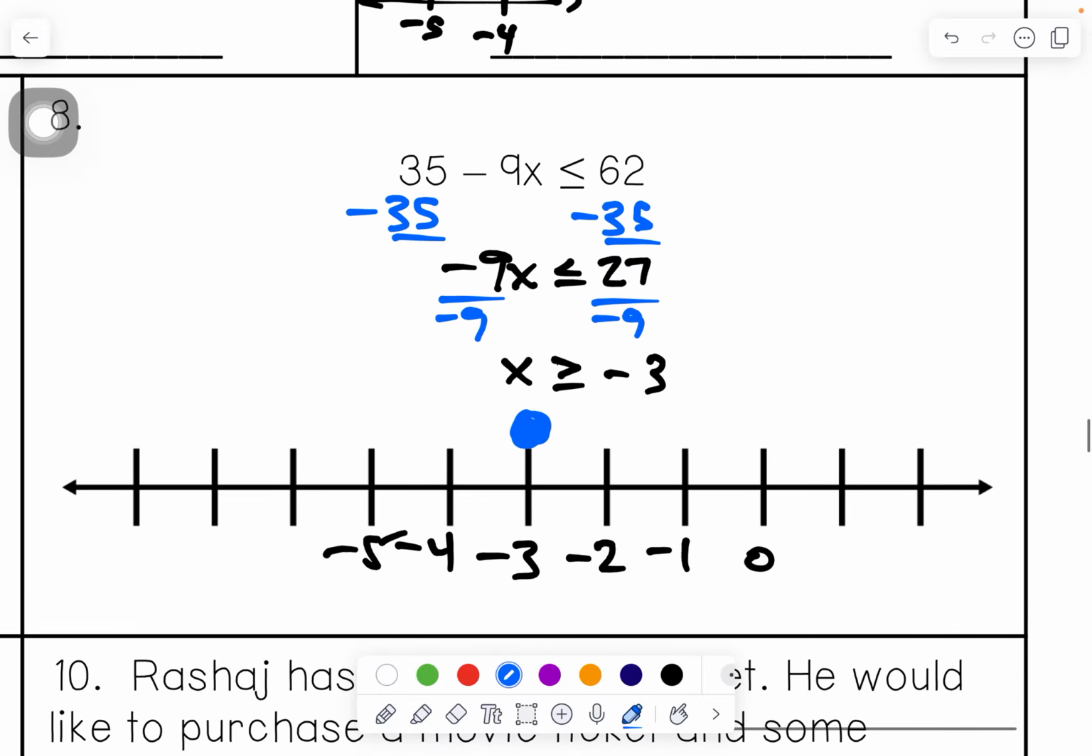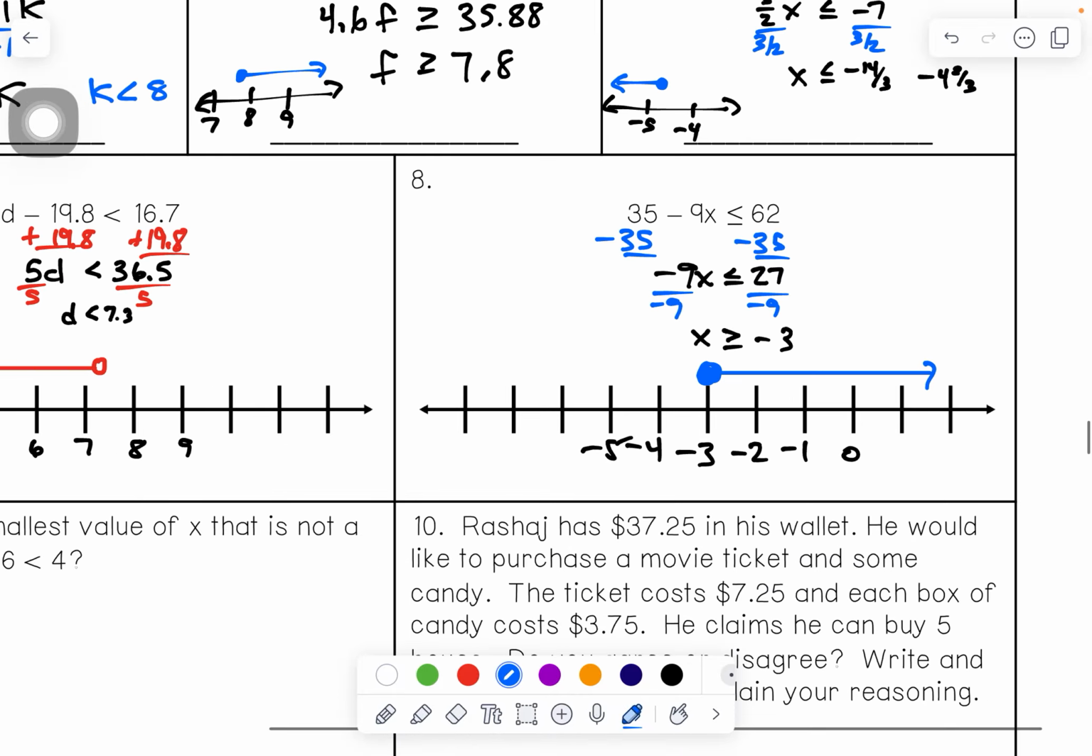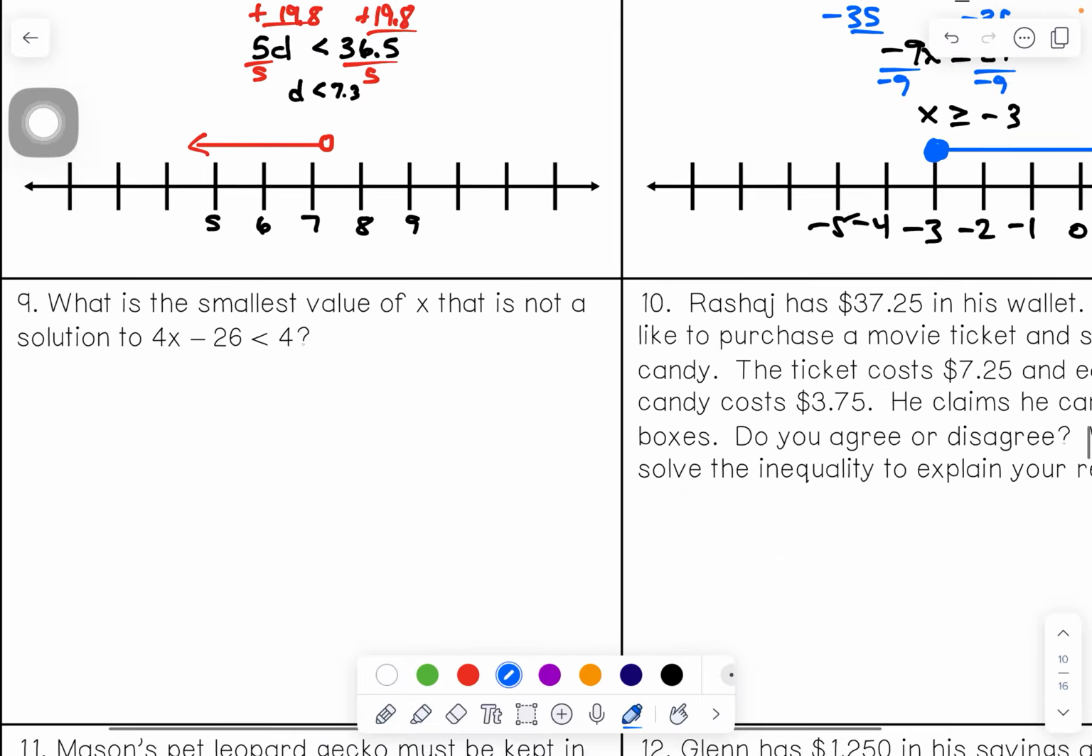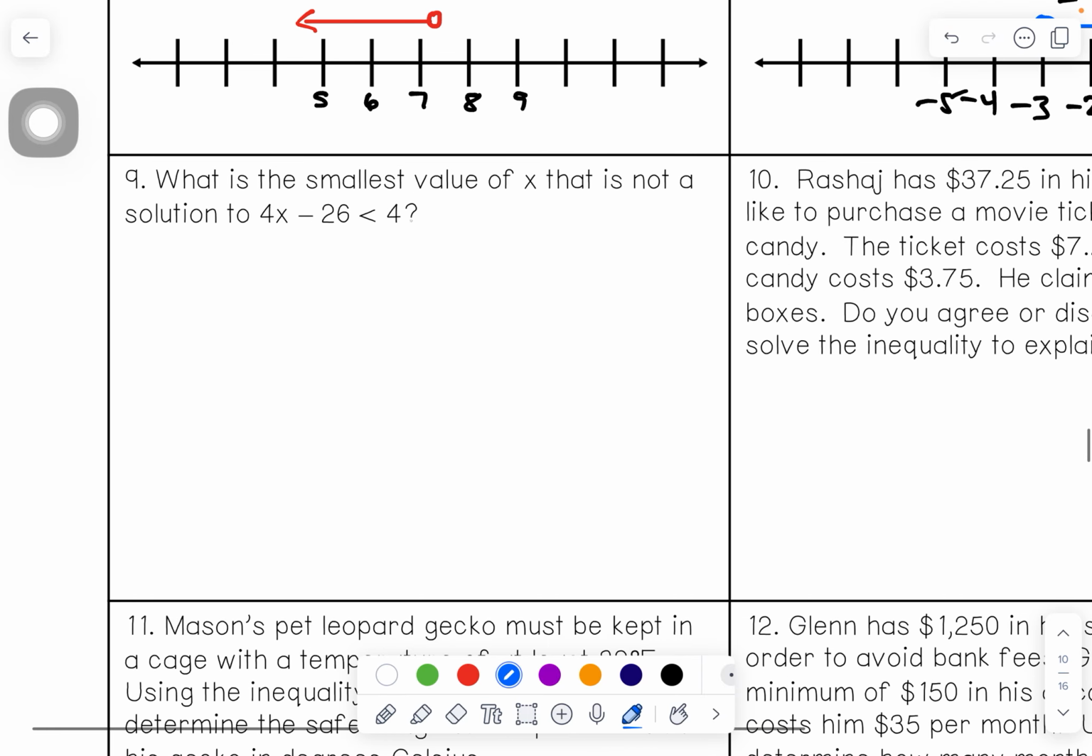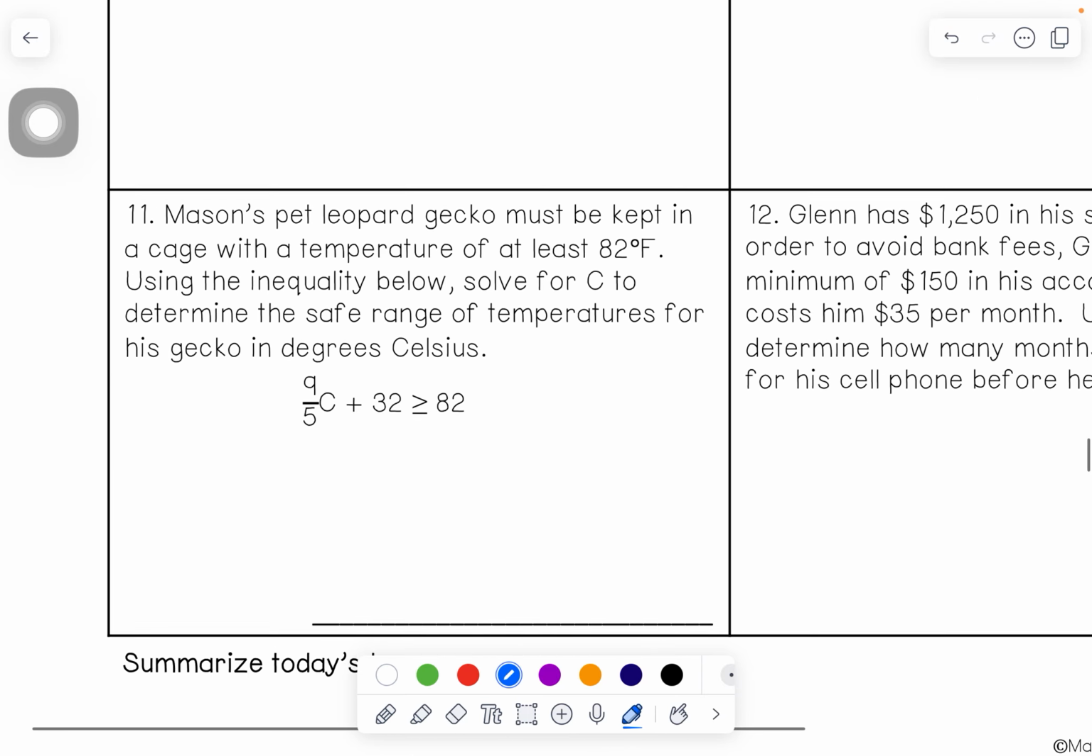And it's a greater than, so I'm going to shade to the right for greater than or equal to negative 3. Again, you can pause this anytime and work on these problems on your own, and then just come back and check your answers. That's entirely up to you.